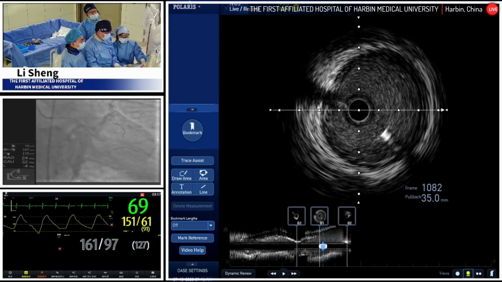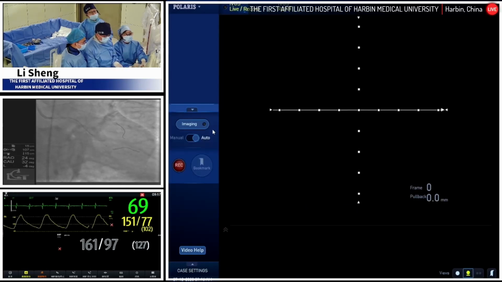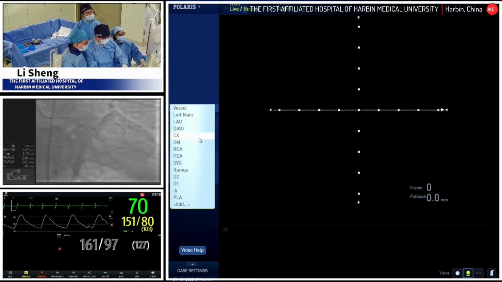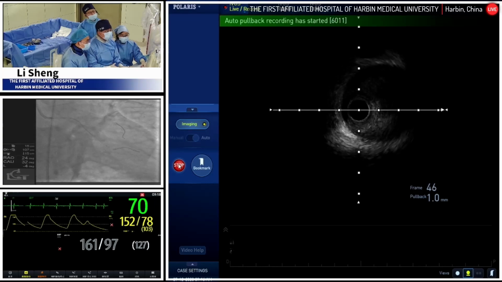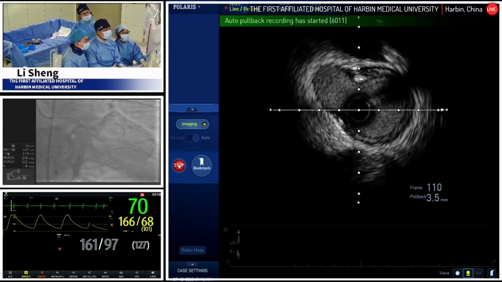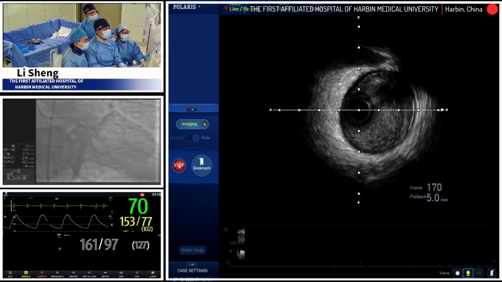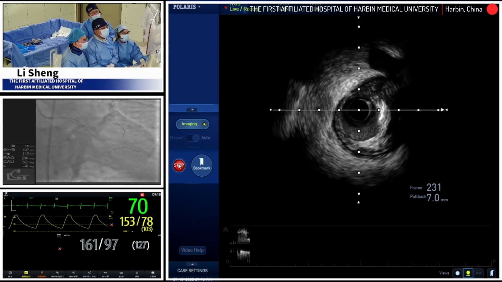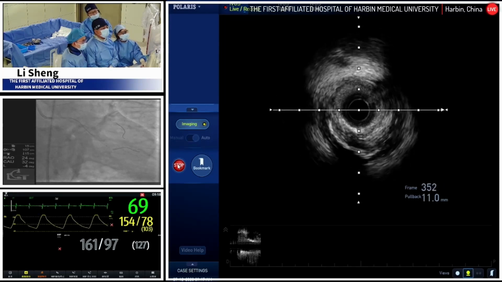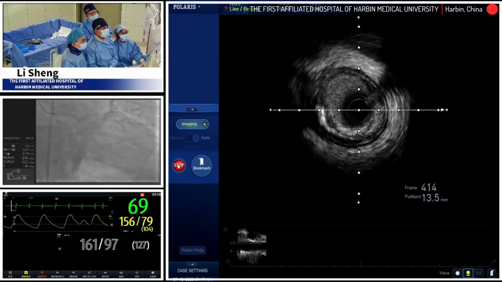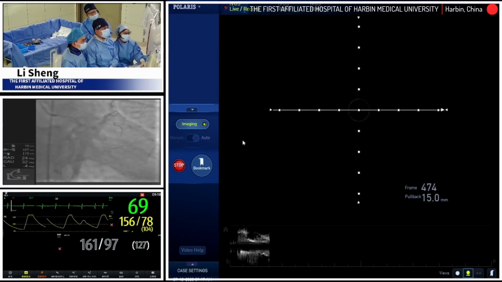Dr. Sheng has sent the imaging catheter to the circumflex, so let's see what's in the circumflex. The distal part of the circumflex also has many. Oh, the plaque burden is so heavy.